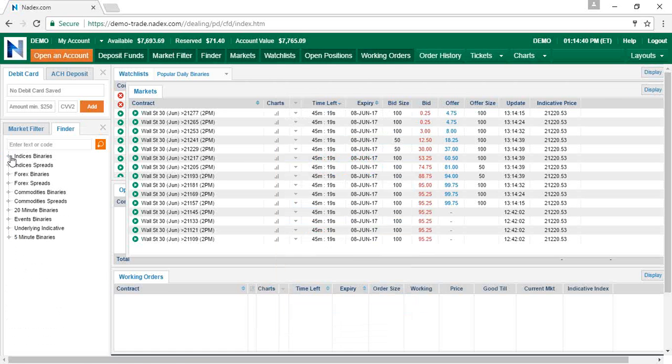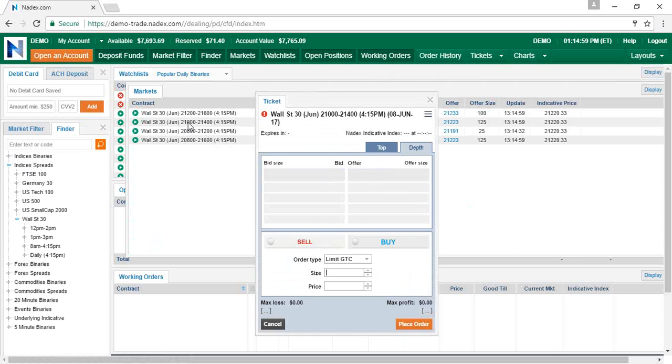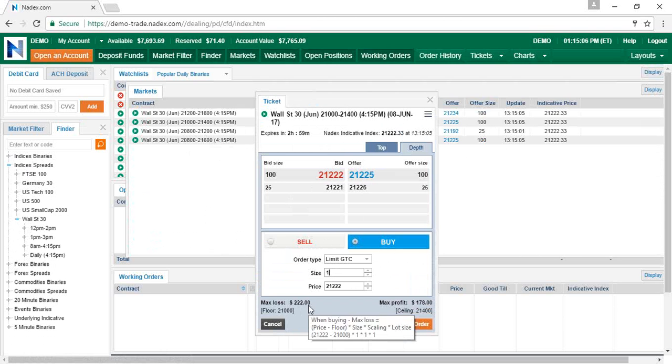If I was to go over here to indices spreads, for example, and open up the Wall Street 30, and let's just look at a big daily here. Right now, the indicative is at 21,220. Let's say that I chose this particular spread right here and I wanted to buy it. Whoa, wait a minute. Hearts start beating fast, right? We see this right here, max loss 222.